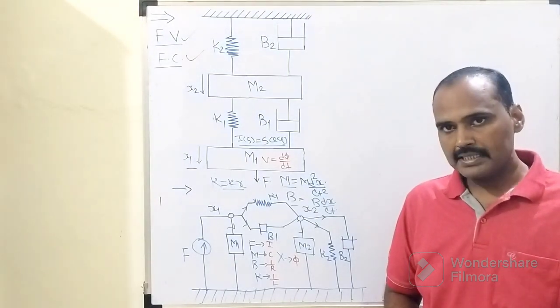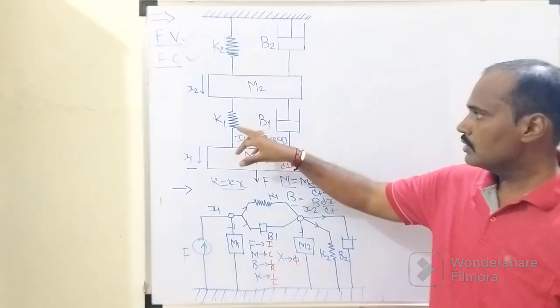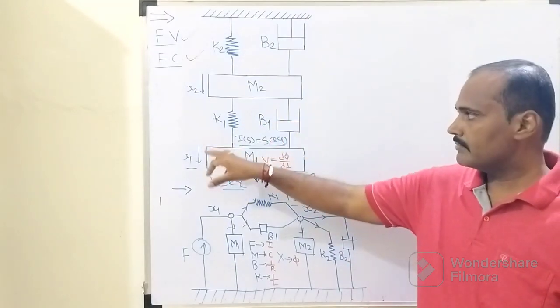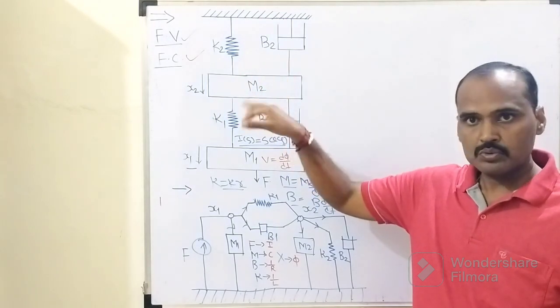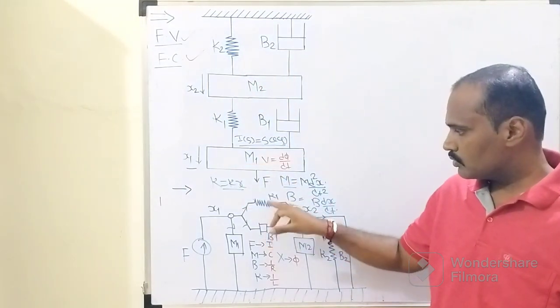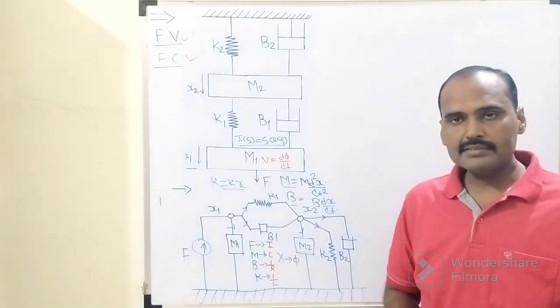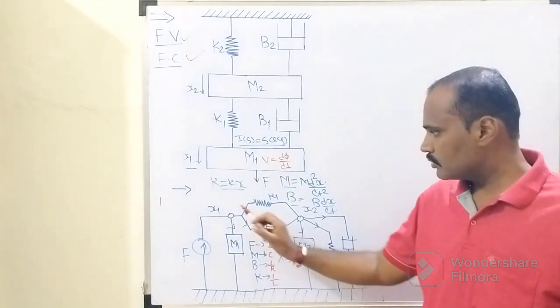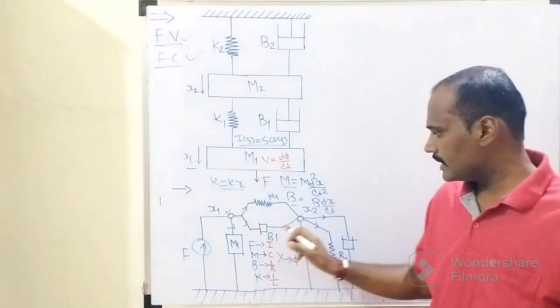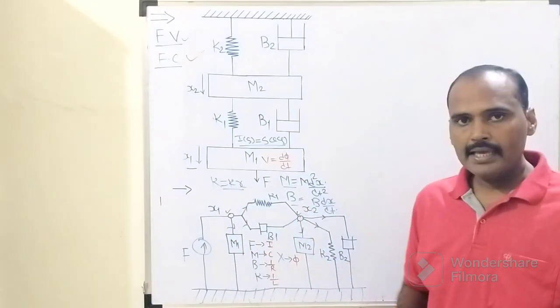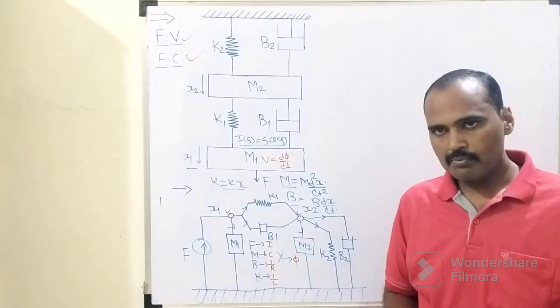Out of these two springs and two dampers, the first two elements are connected between x1 and x2. In this way these elements are shown in the nodal diagram, which is already drawn. In this nodal diagram there are two node potentials, the first one x1 and the second x2. Number of nodes equals number of displacements.